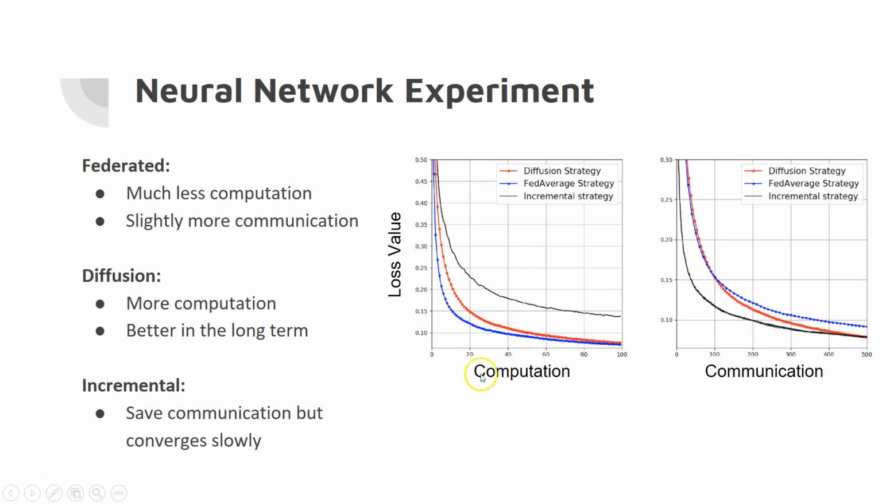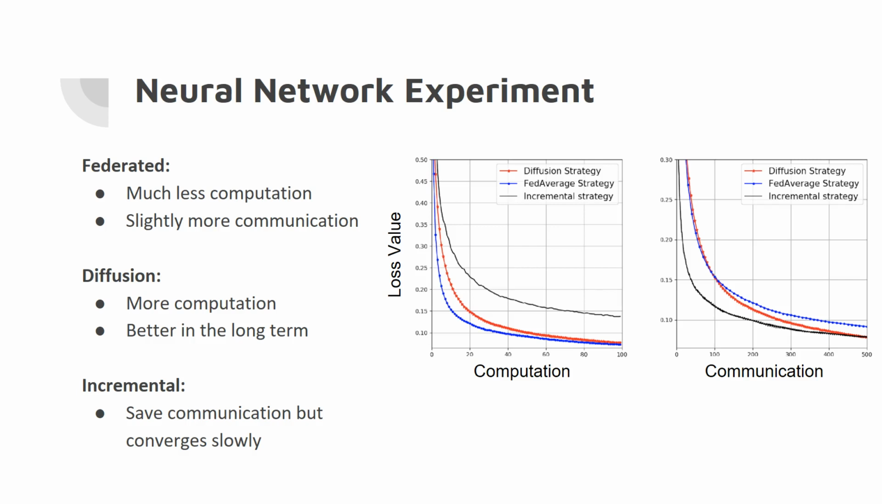So we adapted the 3 strategies onto a simple neural network to see the performance. As you can see, in terms of computation, the blue line is the best, which stands for the federated averaging strategy, and the black line, which stands for the incremental strategy, is the worst. In terms of communication, the incremental strategy is the best, while the federated averaging strategy is the worst, but not as bad as in this case, where you can see that it doesn't even reach the 0.1 loss value in our experiment. So we decided that the federated averaging strategy is more realistic and more useful.